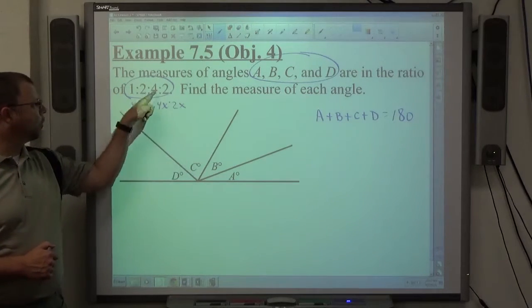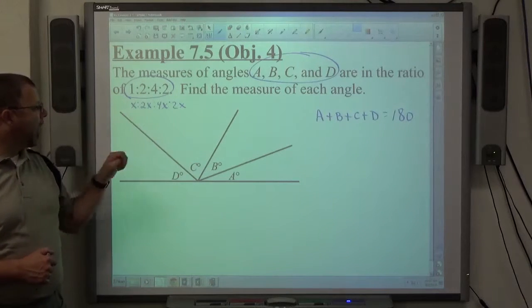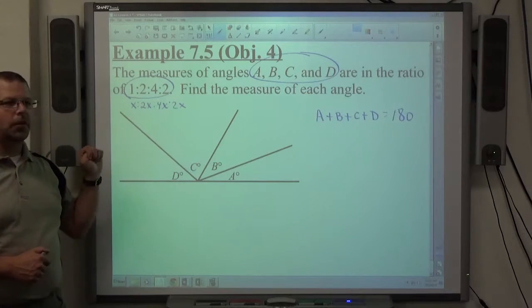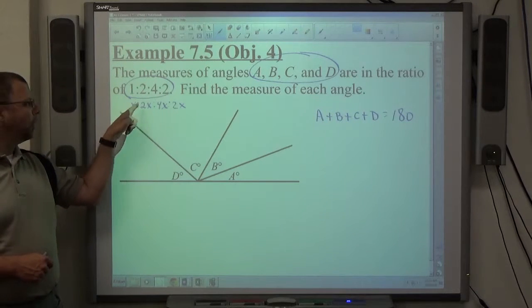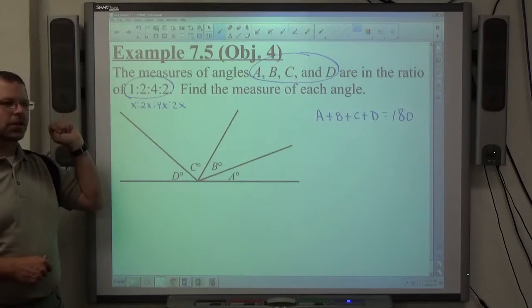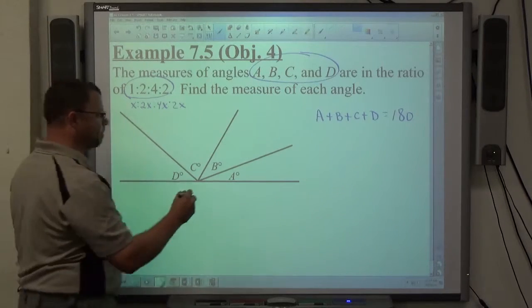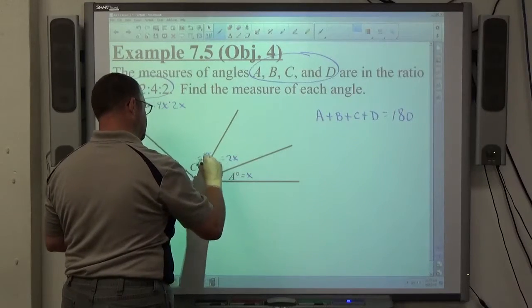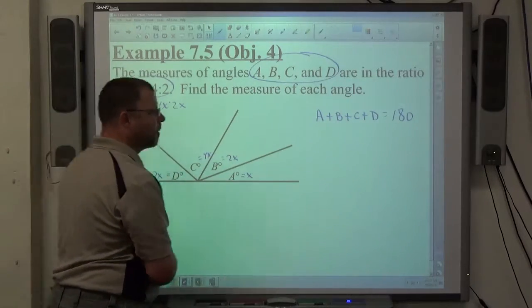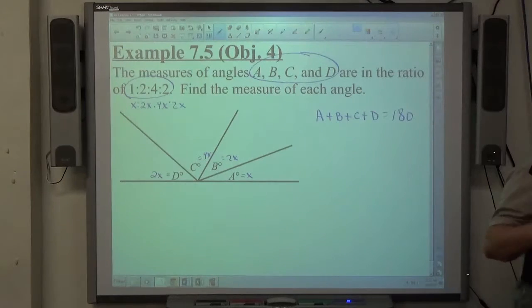I know angle C is 4 times as big as angle A, according to this. I know angle D is 2 times as big as angle A, according to this. And I know angle A is x. So B is double, C is quadruple, D is double. Anytime they give you a ratio like that, just stick an x on every ratio number and rename the angles those things. So if the ratio is 5 to 6 to 7 to 8, 5x, 6x, 7x, 8x.